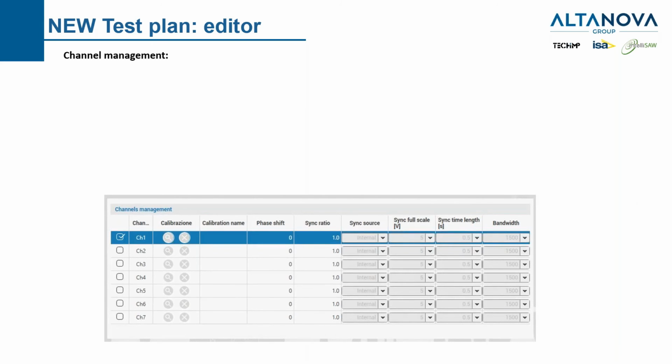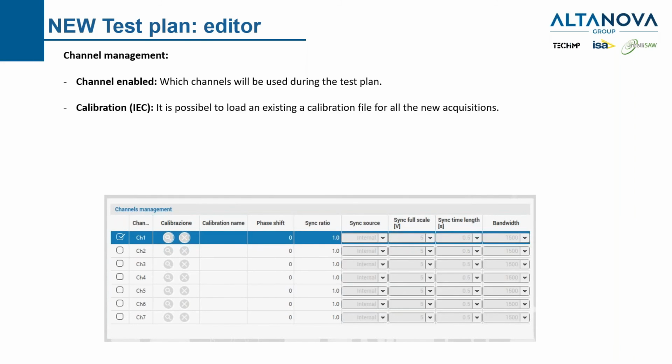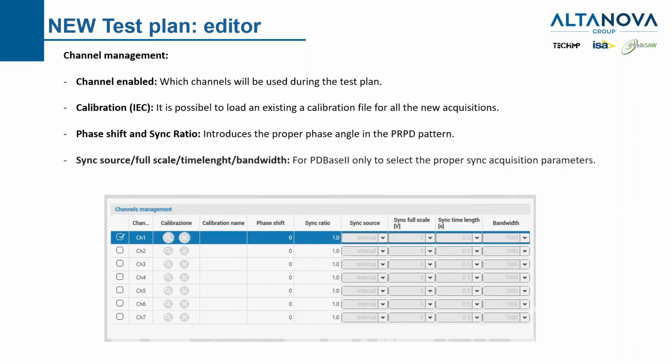The second portion is the channel management. Here we define how many channels we want to use, 1, 2, 3, up to 7, depending on our equipment and if we have a multiplexer or not. If we want to use a pre-existing calibration for the ESC from one of the ones saved in the DB, what will be the phase shift and the synchronization ratio to be used? In case of PD base, we will use the sync ratio. In case of PD check, there is not this function because it's not for laboratory normally.